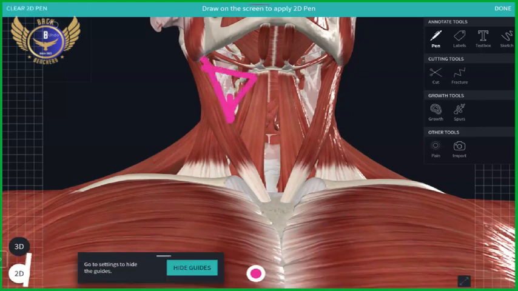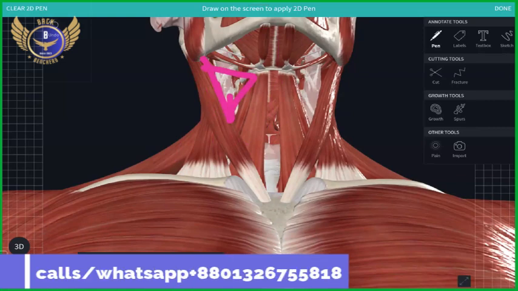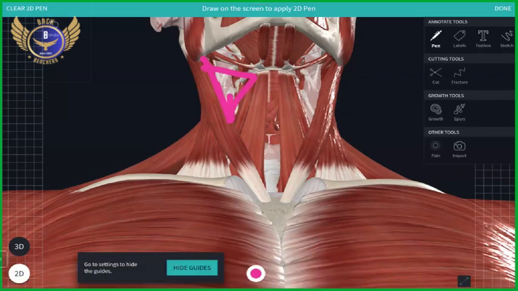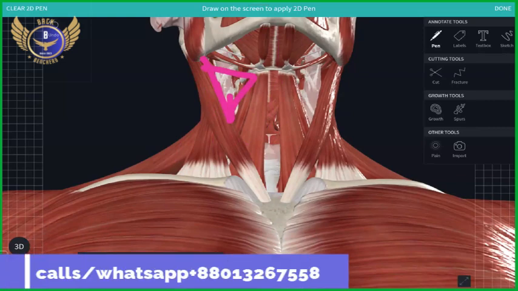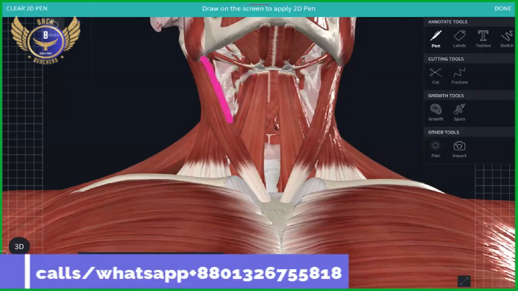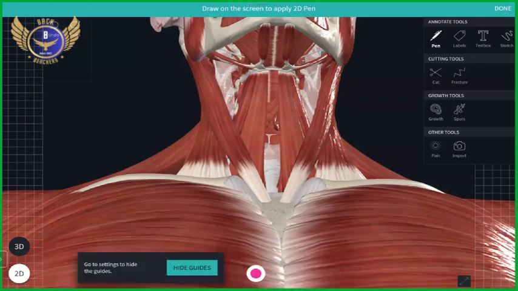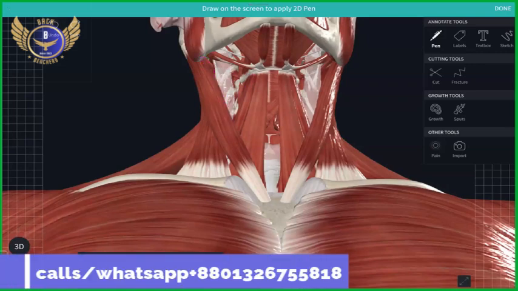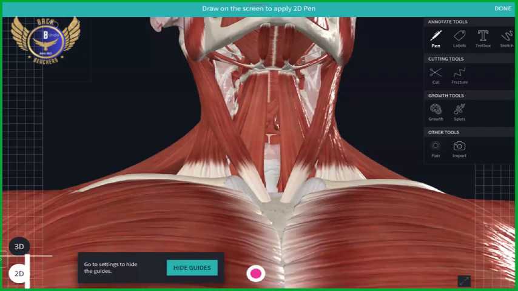What is important? The boundary? No. The boundary is not important. The important thing is the contents of the carotid sheath. They will not ask you directly what are the contents of the carotid sheath. That's a child's question, and you are not a child. That's why they will not ask you that question.